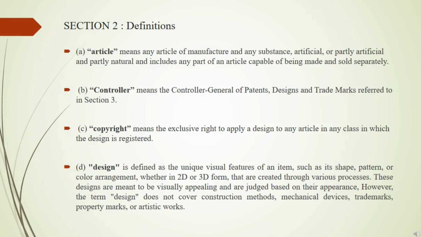Next is section 2D Design. This refers to visual aspects of an item such as its shape, pattern, decoration or the arrangement of lines or colors. The design is judged solely by how it looks to the eye. However, it does not include how the item is constructed or made, mechanical device, trademarks, property marks or artistic works.